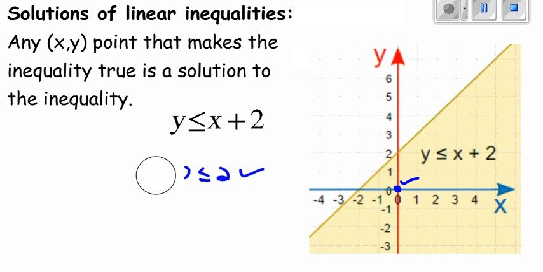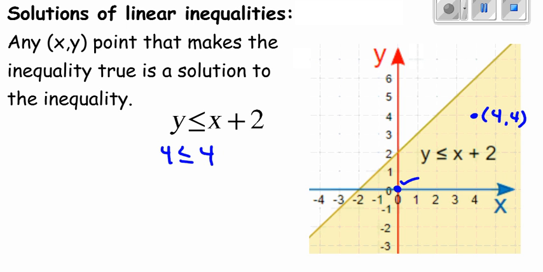Let's try a few more so we can get the idea. Let's pick this point up here, which is 4, 4. So when I plug in 4 for y and 4 for x, is 4 less than or equal to 6? Yes, that's true.